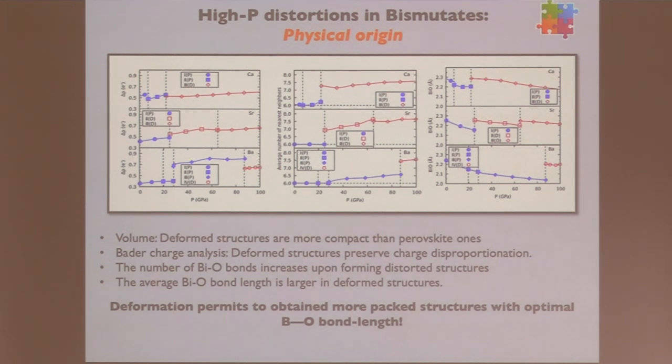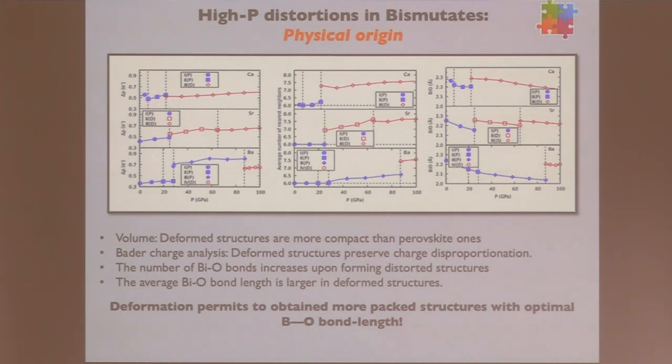So basically what you tend to do is to form a much more packed structure in which you can form more bonds so that the average length stays long. But if these are insulating, then they are all insulating. You can speak about valence. What is the valence of bismuth?